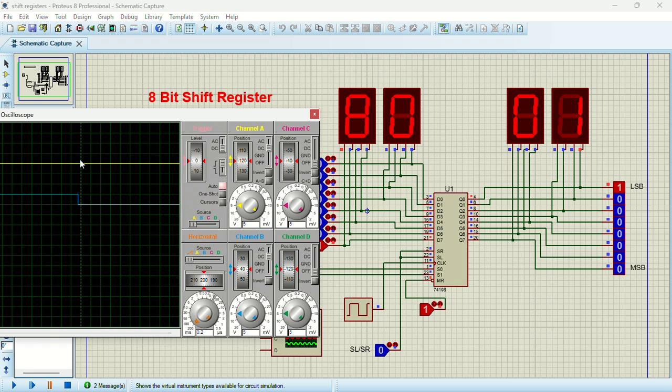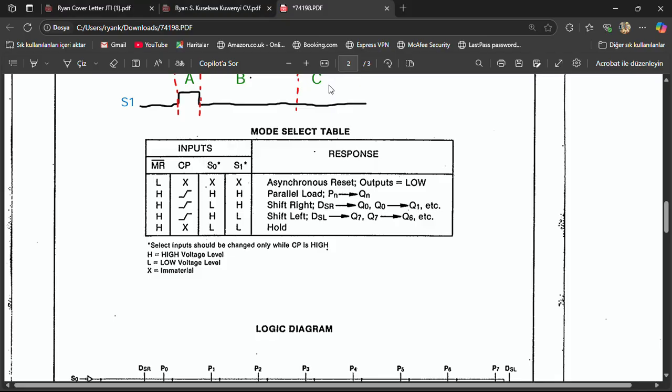And then finally, S1 was also switched to one. So now that means both of them are now zero, right? If both of them are zero, which mode is that? Let's go back. It's this mode right here, the hold mode. So now that means we're able to move from the parallel load mode to the shift right mode, and then finally to the hold mode.